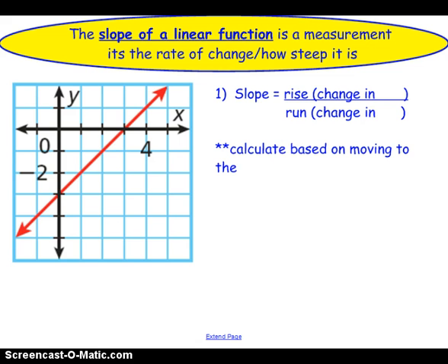So now we're going to talk about calculating the slope of a linear function. The slope of a linear function is a measurement of its rate of change. Another way to think of this is how steep is the line. And we are going to learn 2 ways to calculate the slope of a line. The first one is by using what is called the rise and run of the line.